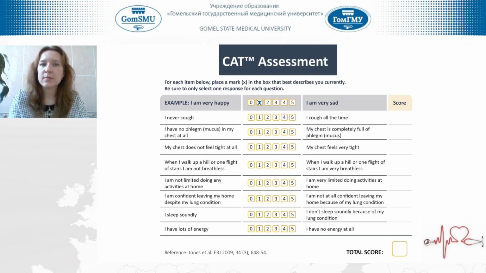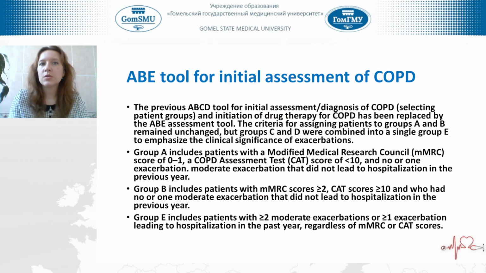The CAT assessment is a questionnaire with 8 questions, and then you should check the total score. The patient can answer from 0 to 5. More score, but for COPD. And here you can see the questions you should ask your patient. ABE for initial assessment of COPD.